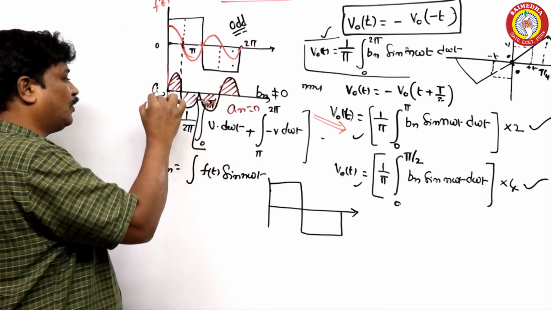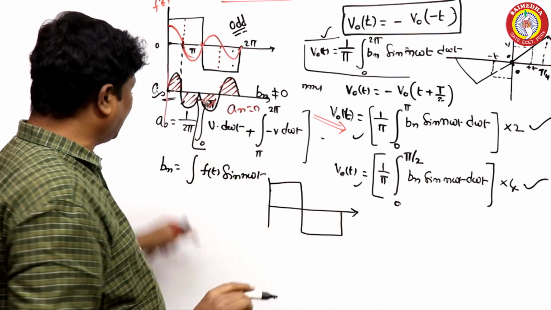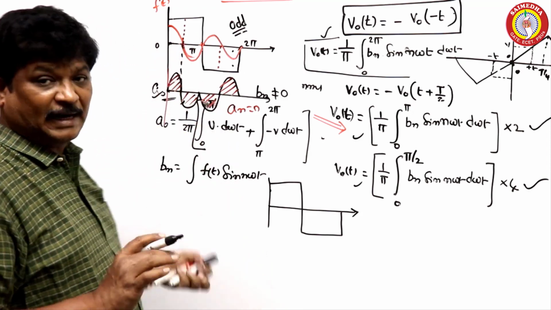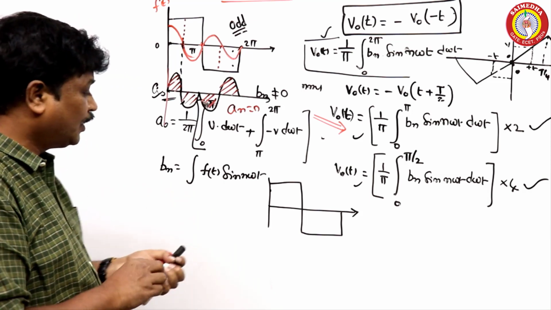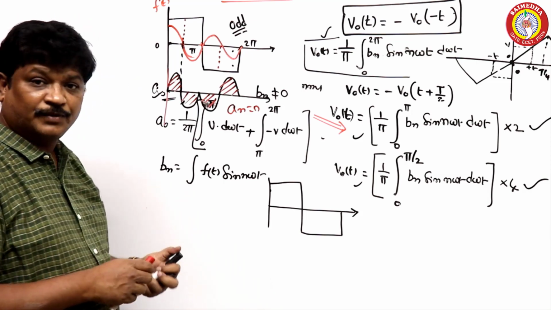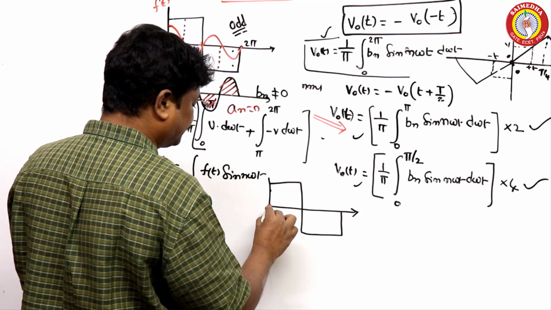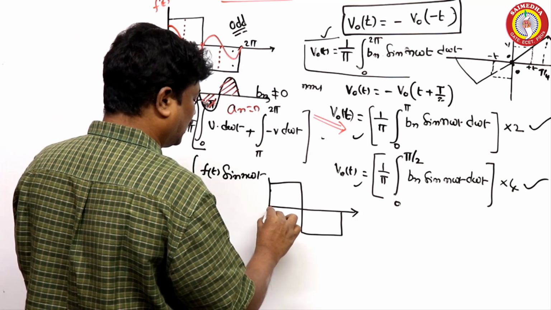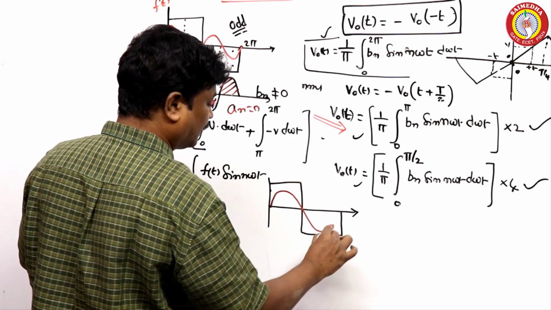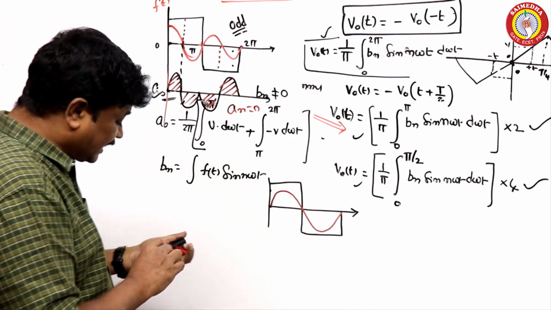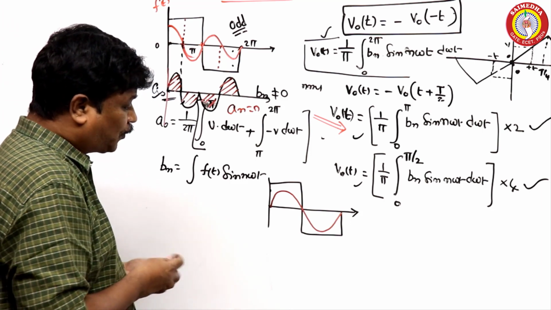First, the average value A0 is 0, that we identified. An is 0, that is also identified in a graphical manner. Coming to here, what is your sine wave? Your sine wave waveform may be like this. What is the resultant output we can get here?